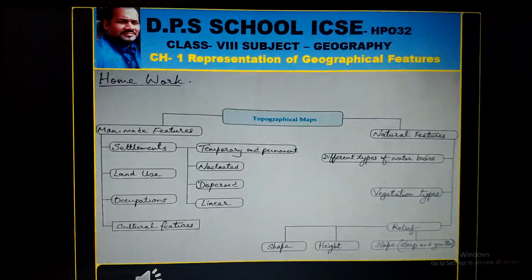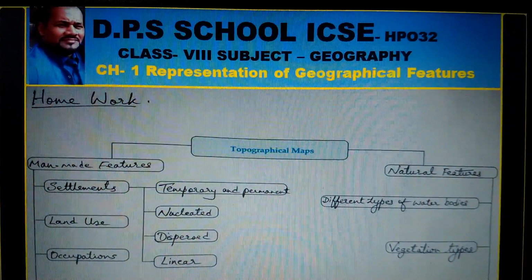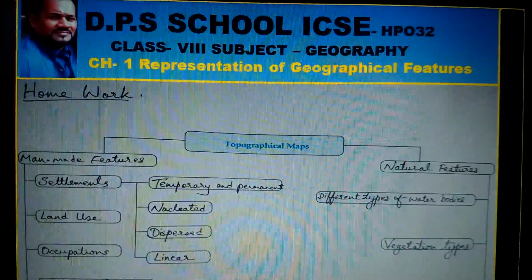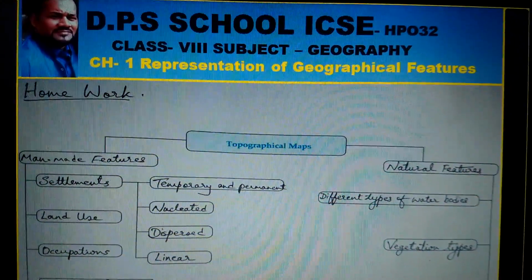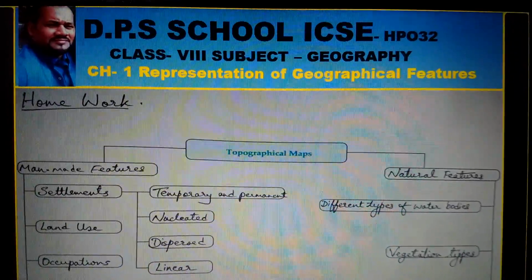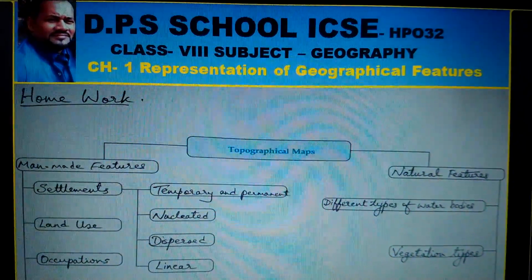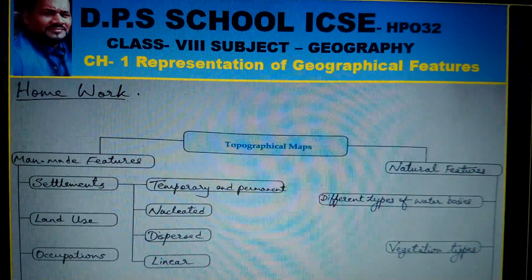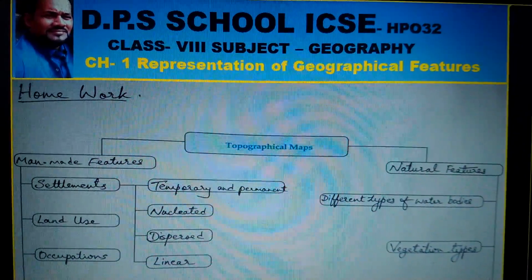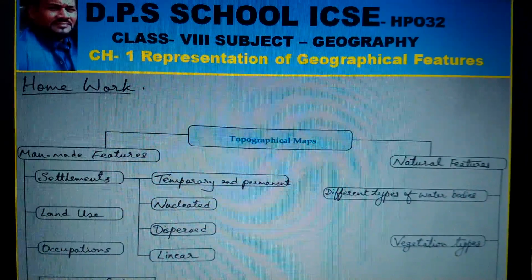Now my dear children, you will see that in this PPT there is a homework for you, and you will see the PPT and do this homework in your workbook text. The topographical maps. On your left hand side there is written man-made features and on your right hand side you will see natural features.